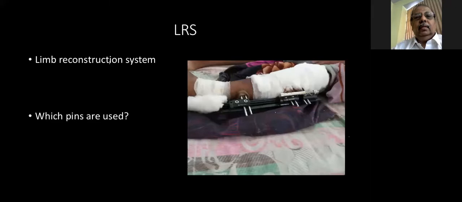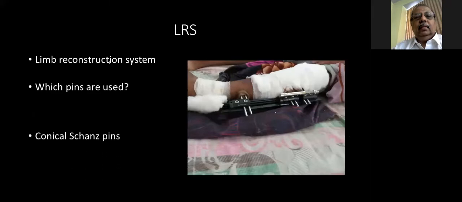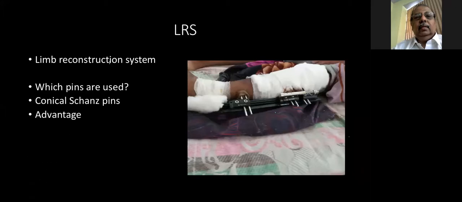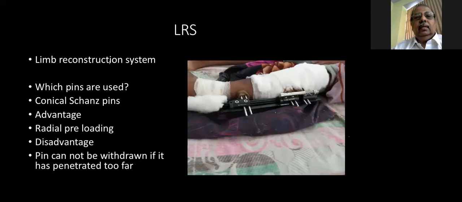Then this is the LRS assembly. The important thing regarding this is the type of pin that is used. That is the conical shank pin. What is the advantage of the conical shank pin? It gives radial preloading. What is the disadvantage? You should use a C-arm when you introduce this conical shank pin, because if you introduce it too far, you cannot withdraw it. The pin becomes very loose. The advantage: it gives radial preloading. The disadvantage: the pin cannot be withdrawn if it has penetrated too far.